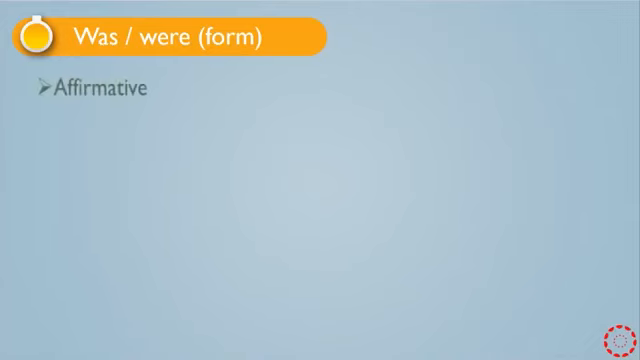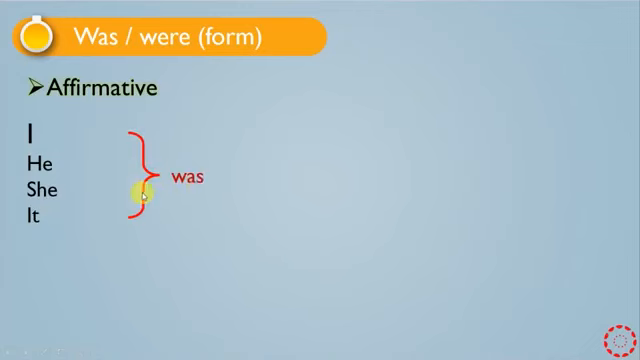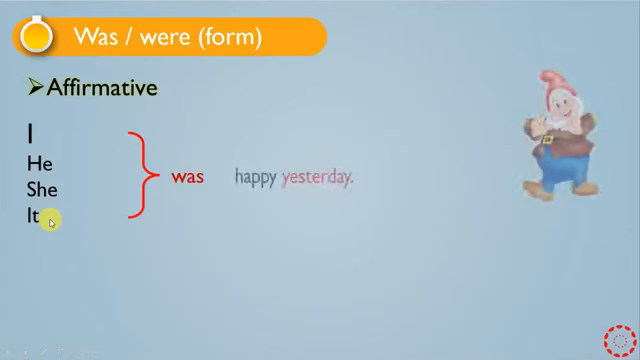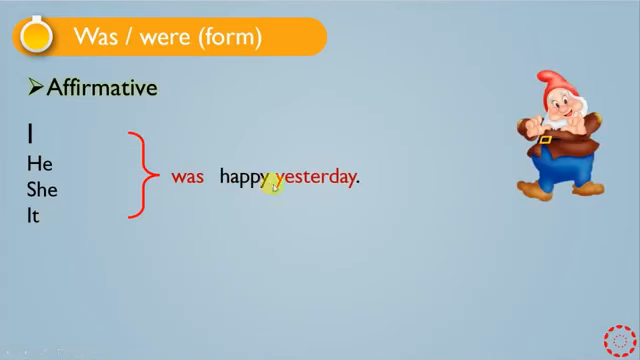Let us then know what are the forms of was, were, or what are the forms of past simple. The first form is affirmative. In affirmative, we use I, he, she, it with was. So good. Then the other part of the sentence, happy yesterday. Yesterday tells us this is about the past. It's important to know was is used with I, he, she, it.